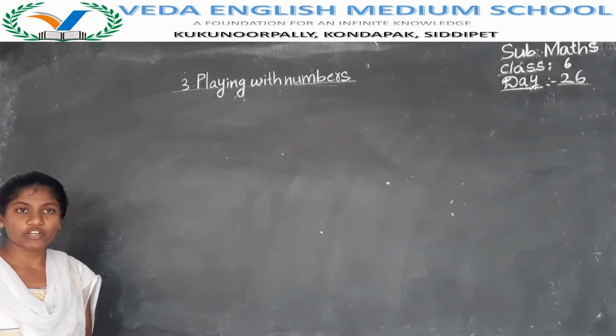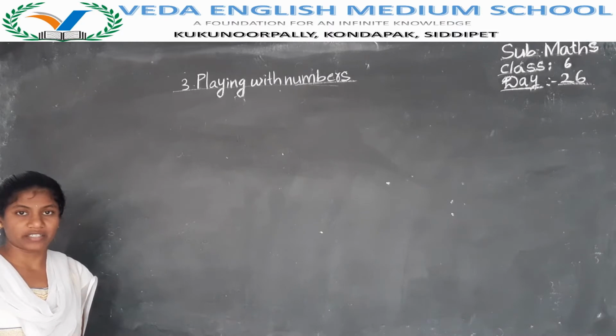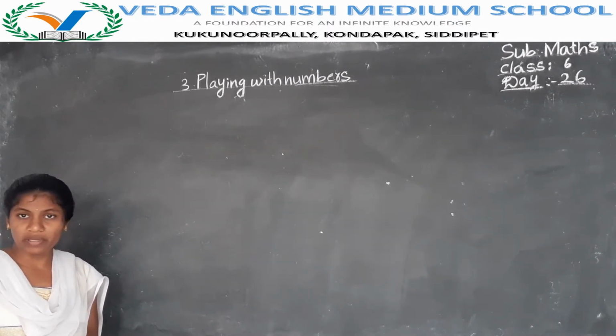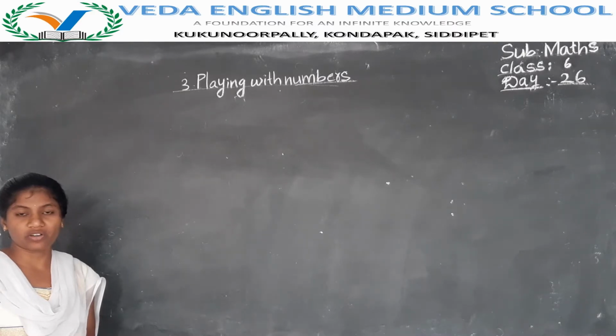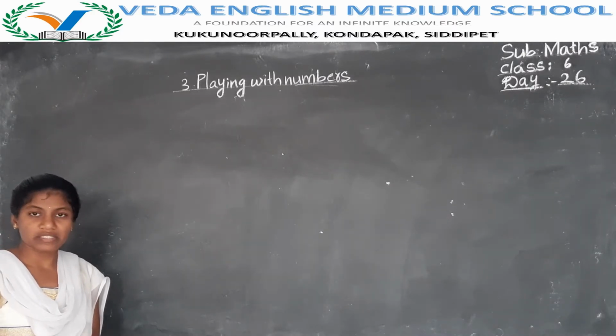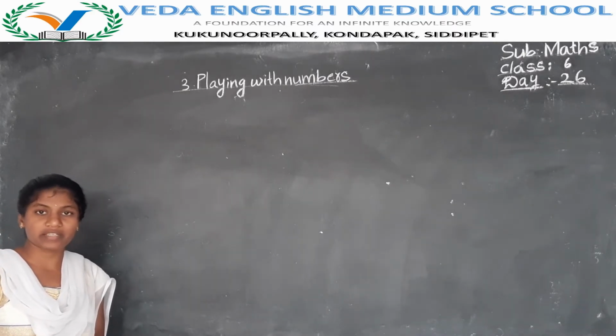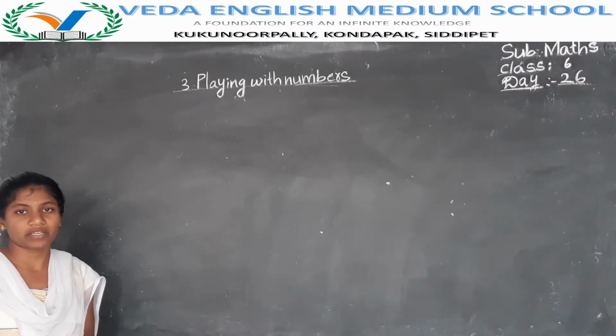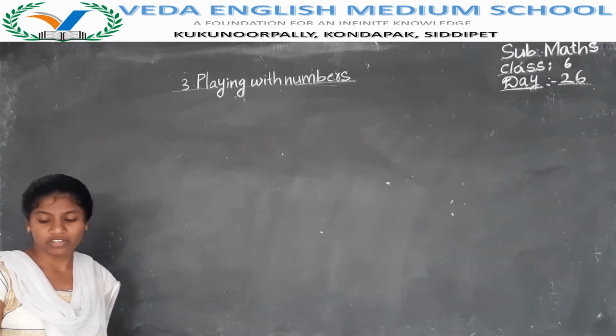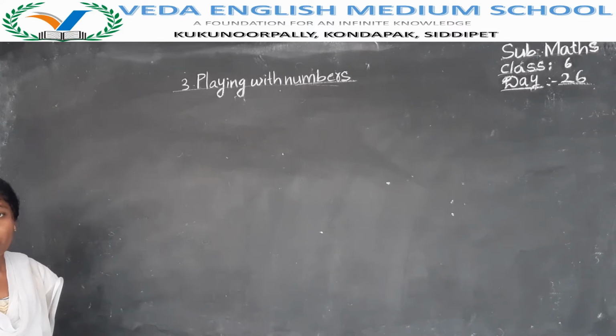Before exercise 3.2, we learned the definition of factor. What is the definition of factor, Nana? A number which divides another number exactly is called a factor of that number. That is the definition of factor. Today we will learn about factorization.